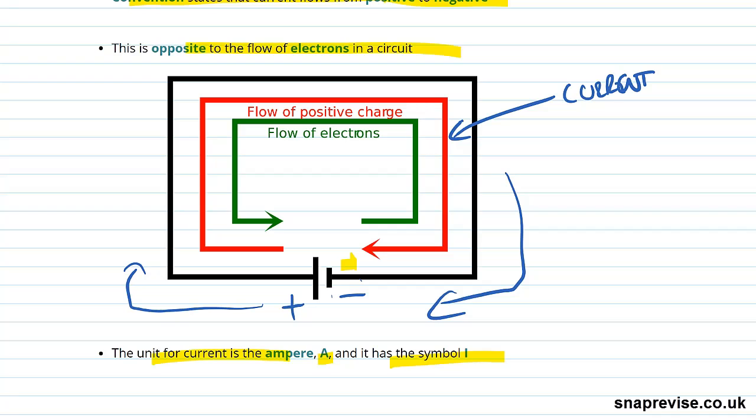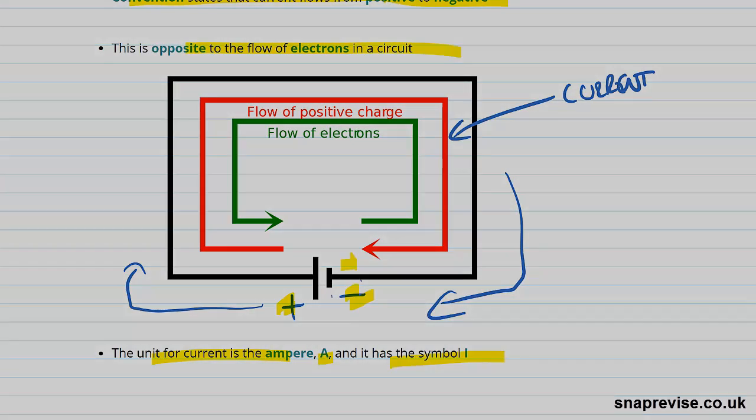That can be confusing and hard to remember, so just remember a flow of positive charges is from the long line to the short line, and a flow of electrons is from the short line to the long line. This is the positive side here, and this is the negative side here. The long side is positive, the short side is negative.